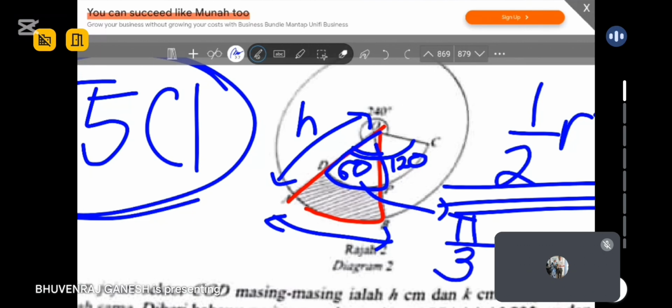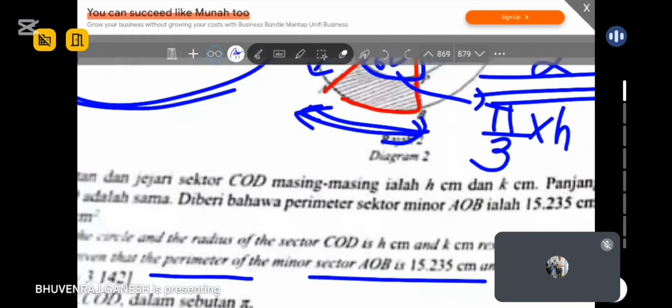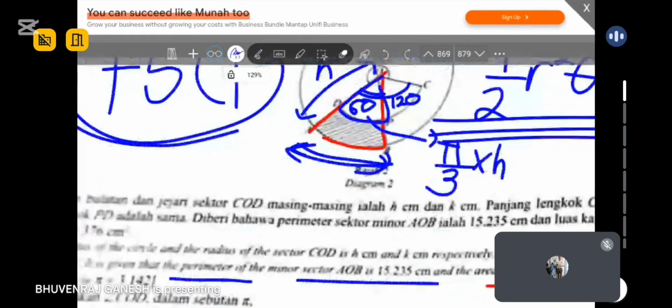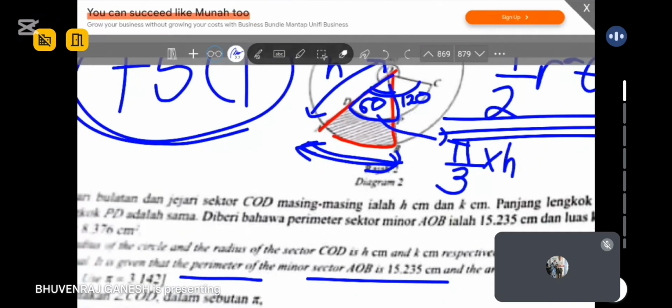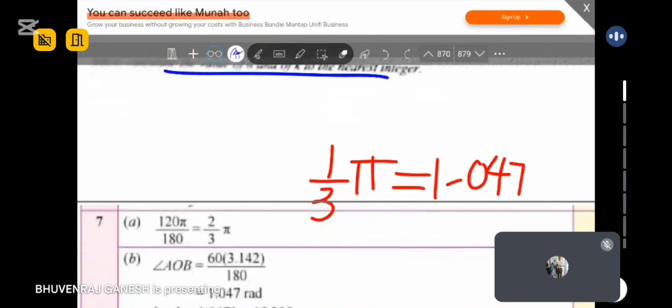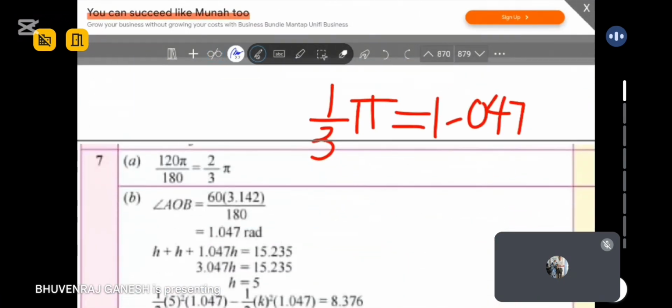Correct? So now if you want to find this, you will take s equals r theta. So r times 1/3 pi, which is 1/3 pi times h. Okay, get it? Then you just add up everything because they ask you to find the perimeter. Perimeter means you add the 3 lengths. So you get something like this: h plus h plus 1/3 pi h. Okay, 1.047 h is the same as 1/3 pi h.